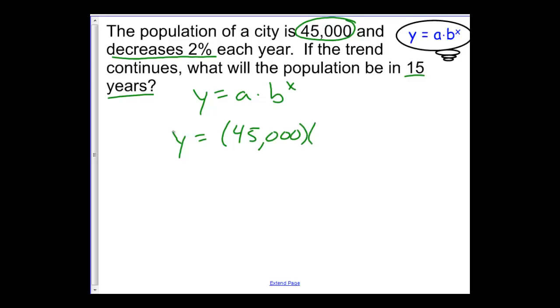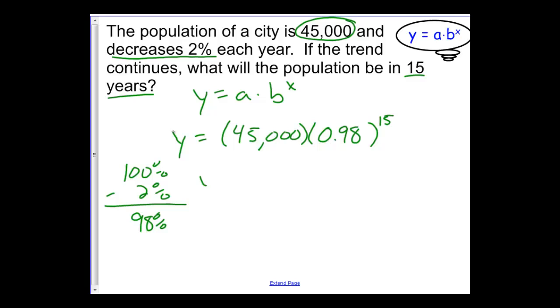Now what we need to figure out is what our base or our decay factor will be. Notice it's decreasing by 2% each year. So just think about it this way. If I had 100% and now I'm decreasing by 2% each year, I now have 98% as far as what will be left each year with that decay. And again, we're not going to write that as a percent. We're going to write it as a decimal, 98%, 98 out of 100. So our base decay factor will be 98 hundredths, and then the last thing we need is the exponent, and this will be in 15 years, so that's going to be my x. So just plug in numbers in and then evaluating from there.